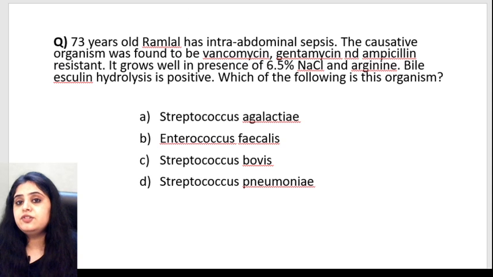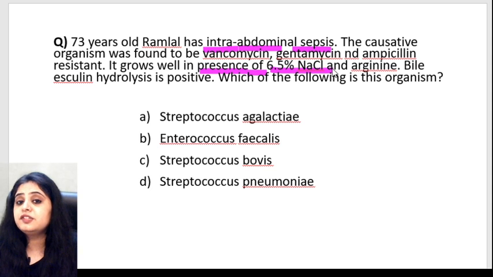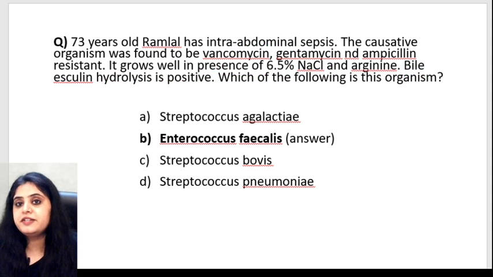73-year-old Ramlal has an intra-abdominal abscess, which is a very common thing with Enterococcus. The causative organism was found to be vancomycin, gentamicin and ampicillin resistant. So a good amount of resistance it is showing. It can grow well in the presence of 6.5% NaCl, and bile esculin hydrolysis is positive. So NaCl 6.5%, bile esculin hydrolysis is positive. What are we dealing with? We are dealing with Enterococcus faecalis.